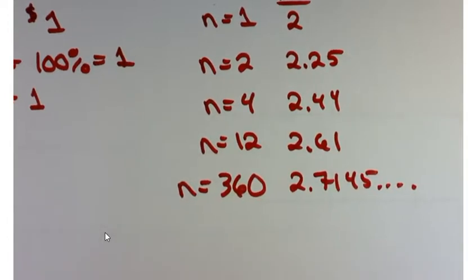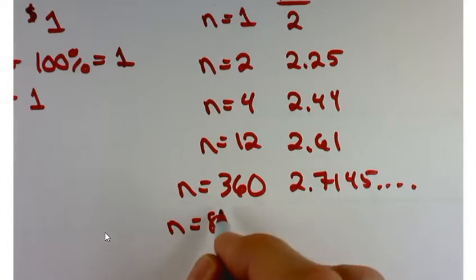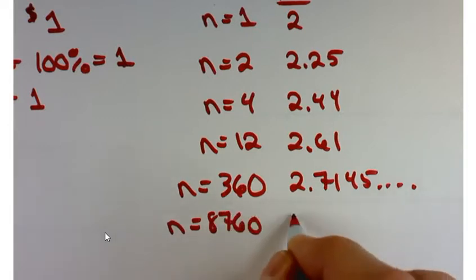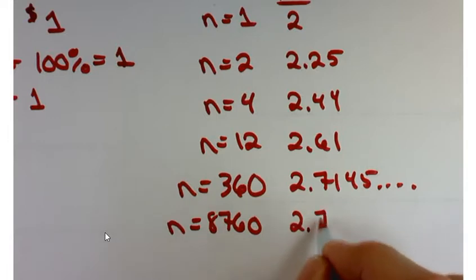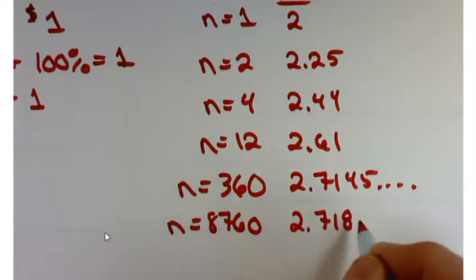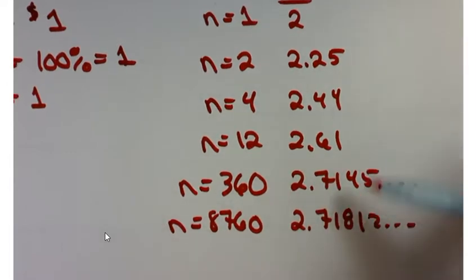So then you get a little impatient. You're like, okay, how about if we do hourly? So 24 times 365 is going to be 8,760. But look what happens to our interest. 2.718. Wow, it really didn't give us a lot extra, right? We didn't even get an extra half of a penny.